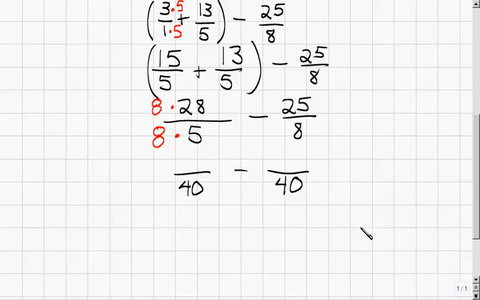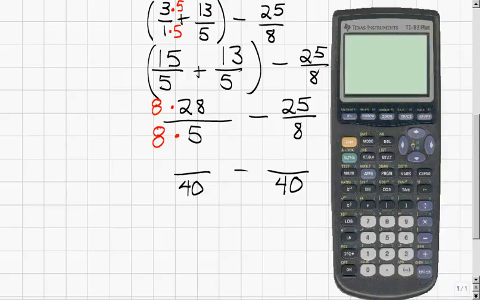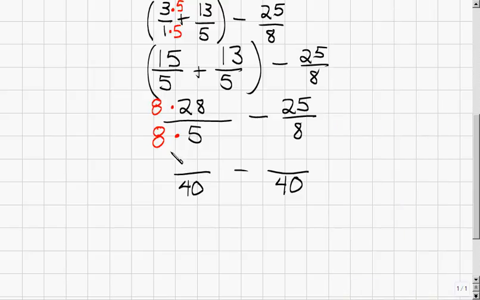At this stage, it may be useful to use a calculator. So we'll bring up a TI-83 calculator. And so we already know 8 times 5 is 40, but 8 times 28 becomes 224. So 28/5 becomes the equivalent fraction 224/40.